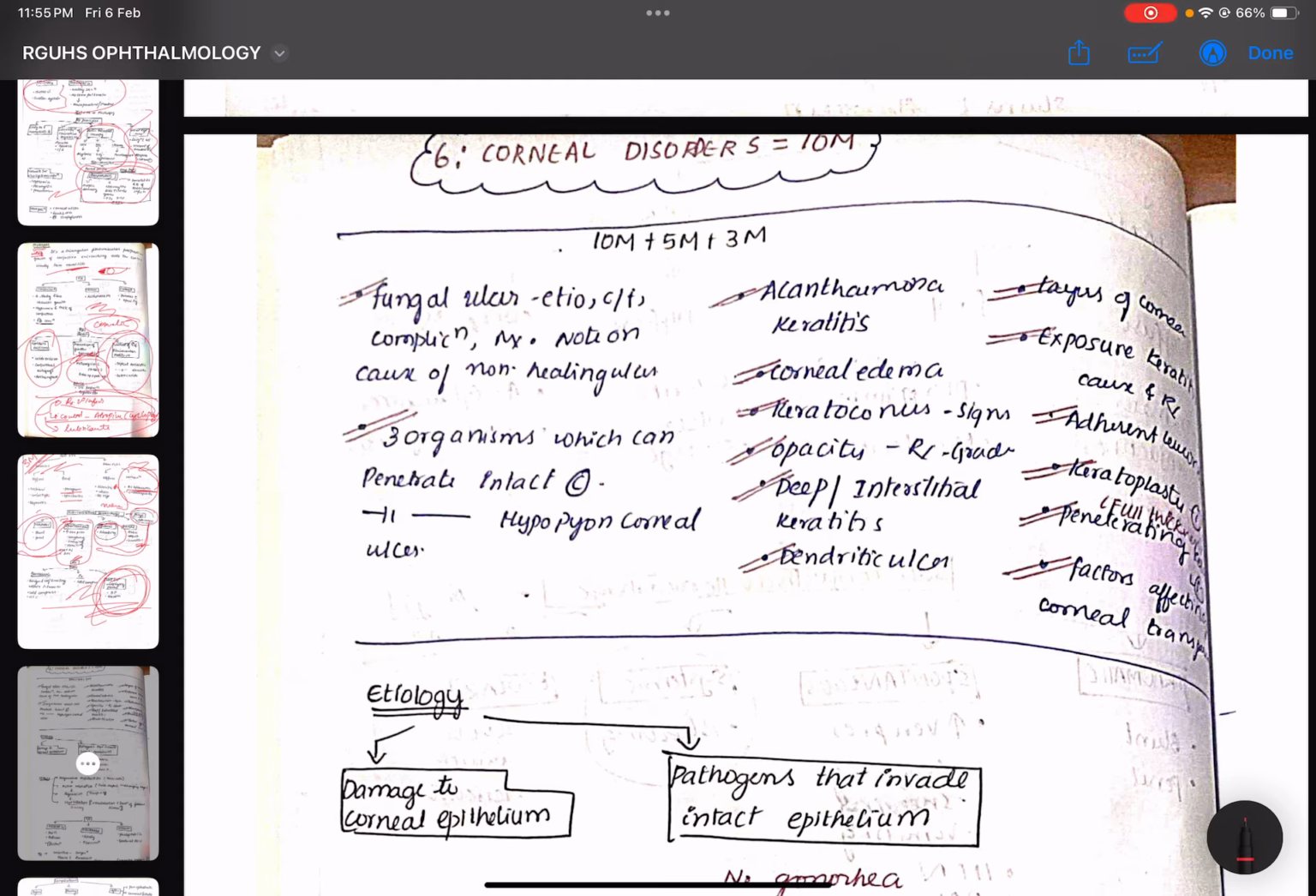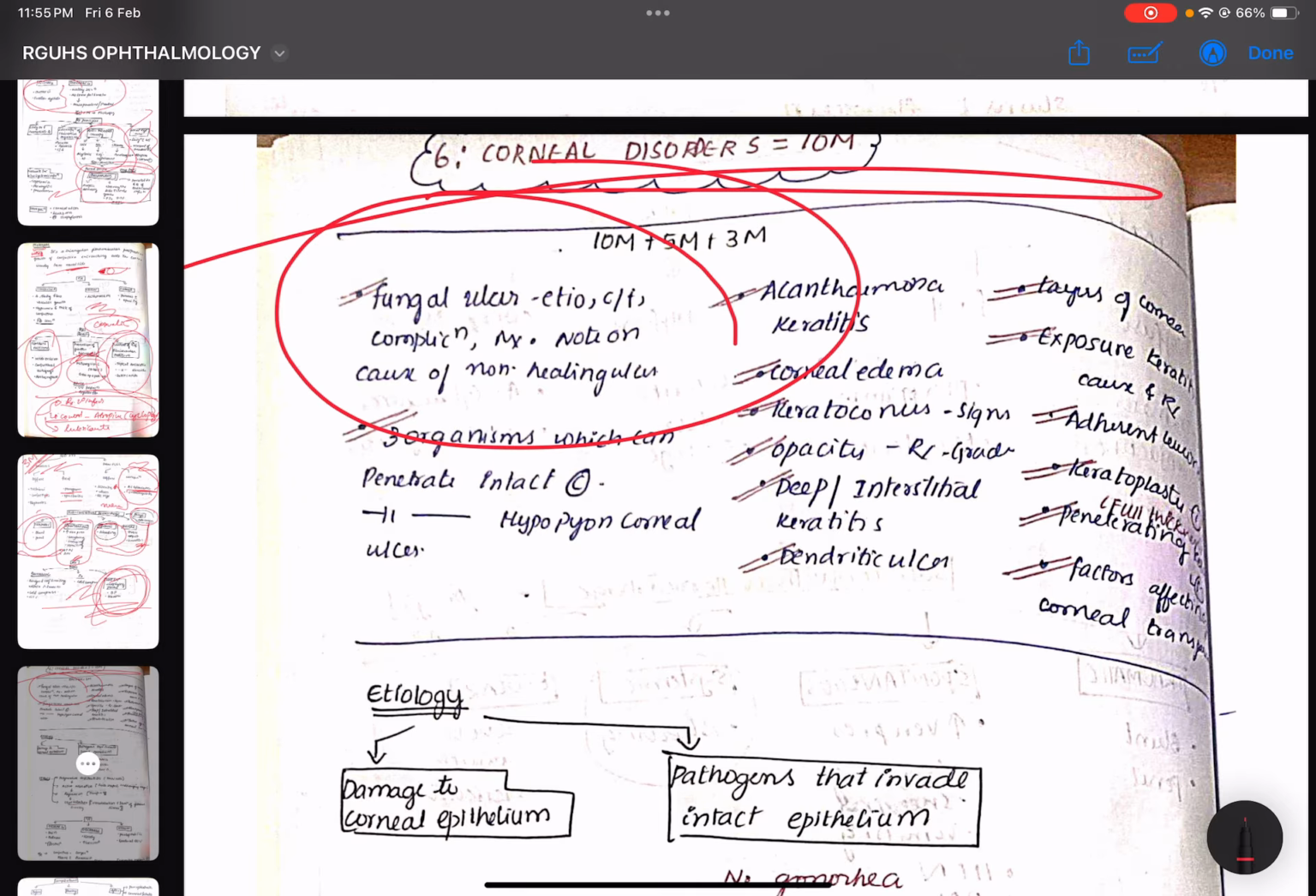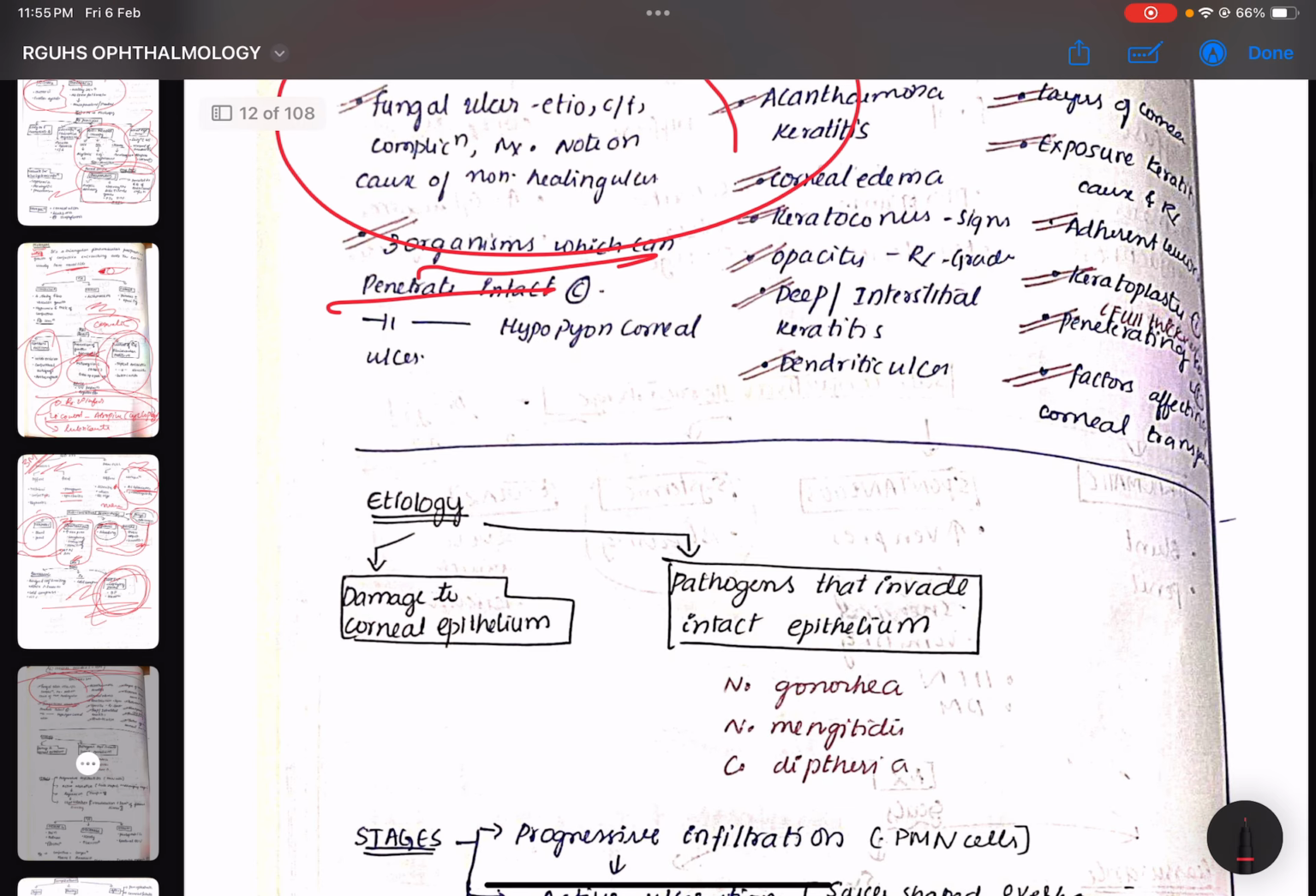Okay, with that background, let us come to corneal disorders, which is also an expected 10 marker. I don't know how many times they have asked about fungal ulcers. In and out of fungal ulcers is important. Okay, and again, this as a part of 10 marker they have asked.